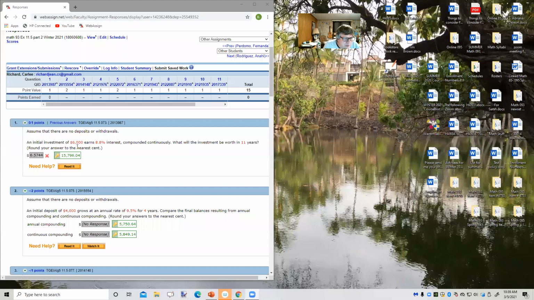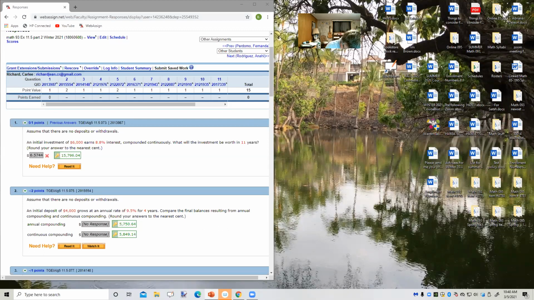An initial investment of $6,000 earns 8.8% interest compounded continuously. That's the key. Because of that, we're going to use the formula A equals P e to the RT power. If instead of it being compounded continuously, it was compounded monthly or quarterly, we'd use that other formula, A equals P times the quantity 1 plus R over K, all raised to the KT power, et cetera. Okay, so we're going to use A equals P times e to the RT power.